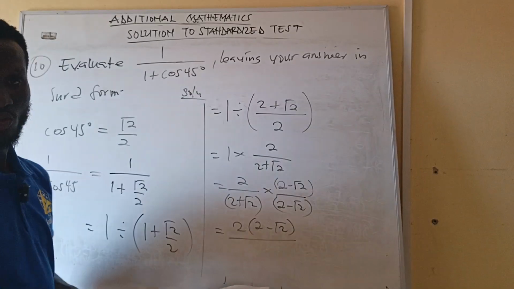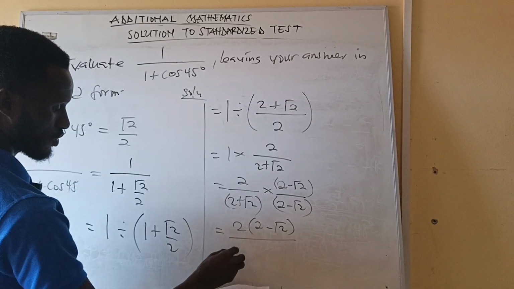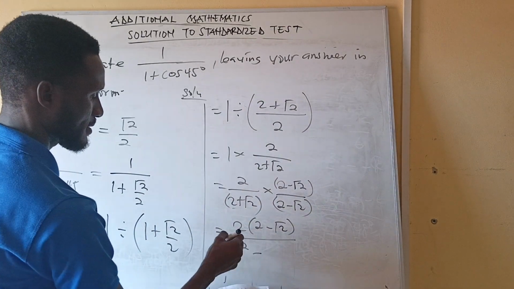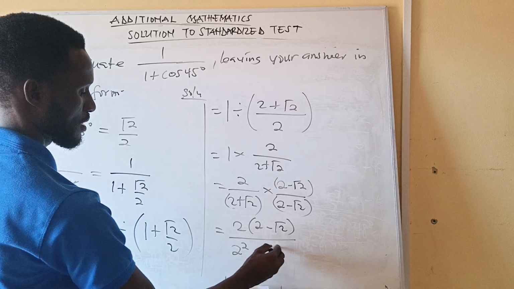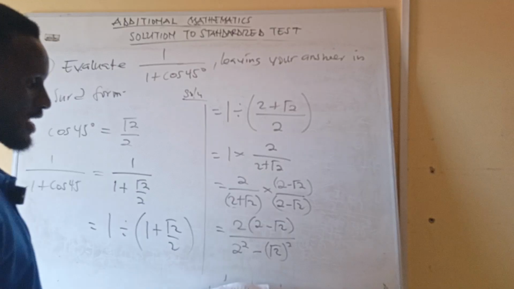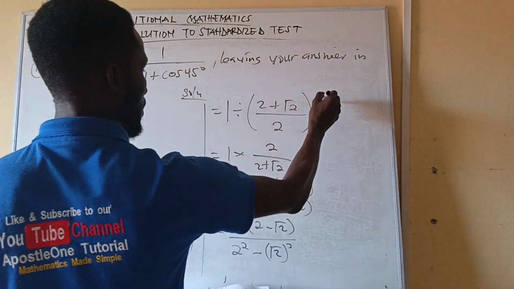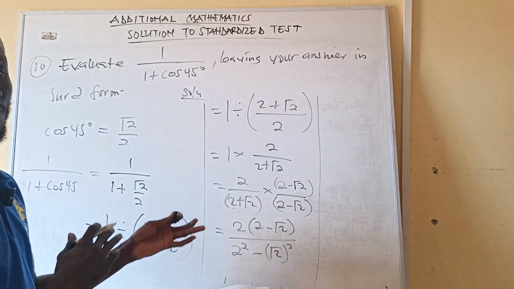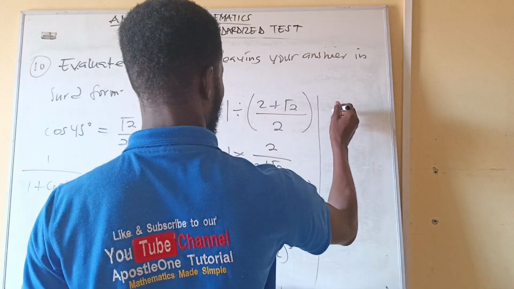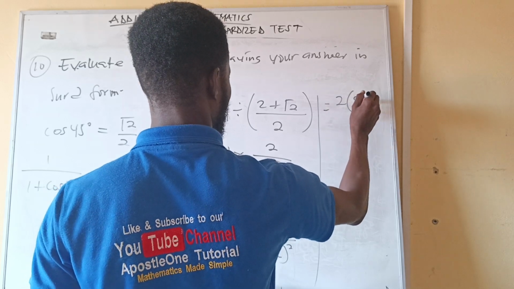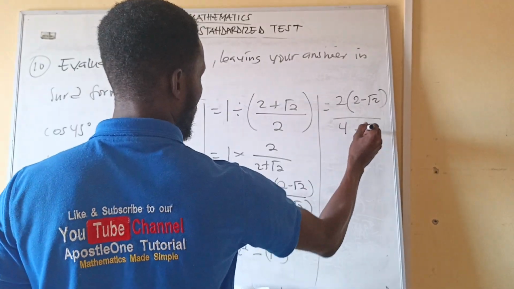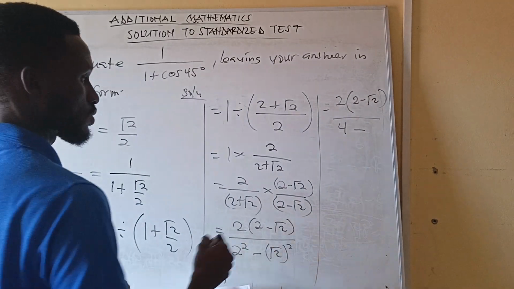Now the down one is a difference of 2 squares. It's the same as 2 times 2, which is 2 squared, minus this one and this one give us minus, and then we have root 2 times root 2. Yes, this one is a difference of 2 squares, don't forget. Any surd multiplied by its conjugate is a difference of 2 squares. So we have 2 multiplying 2 minus root 2 divided by, now 2 squared is 4, minus, the square will cancel the square, we're going to get 2.